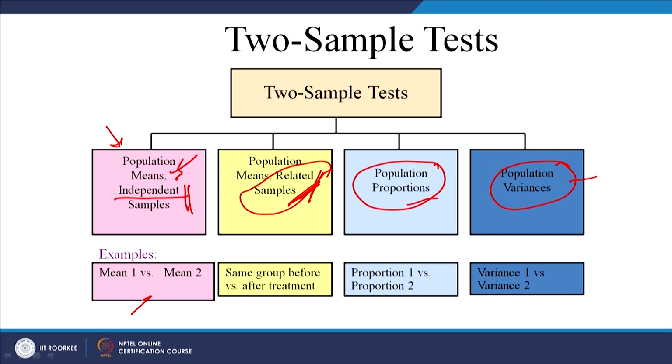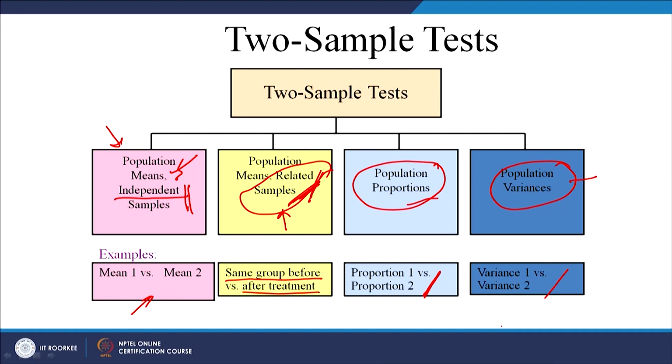So, here we compare two means. Again, when we talk about dependent samples, we will have the same group before and after. So, we will collect data from one sample first, and then after some time we will collect data on the same sample, because we are saying it is a related sample, right. Of course, we can compare proportions and variances, right.